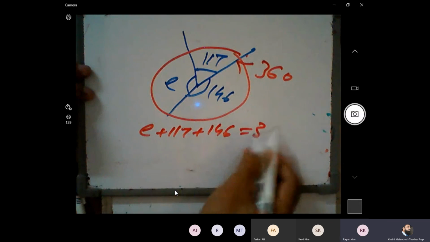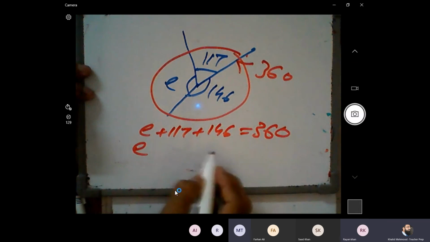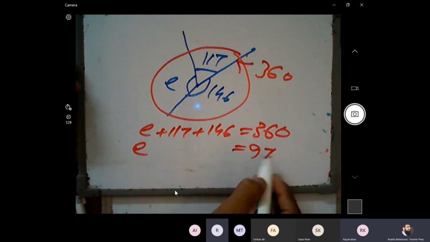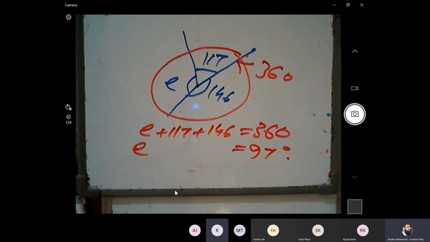146 plus E is equal to 360. E is equal to 97 is the answer. 97 is the answer. Well done. You are very smart. Well done, class. So like this, you may solve the question.